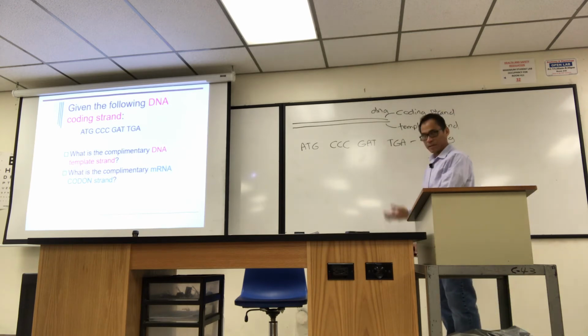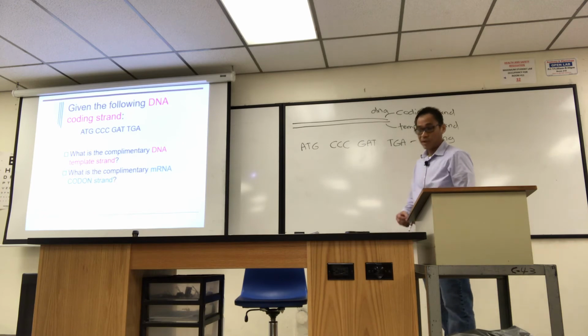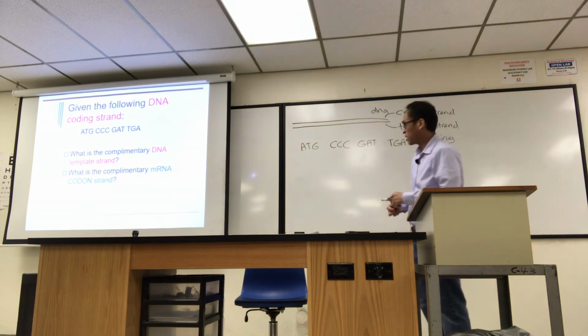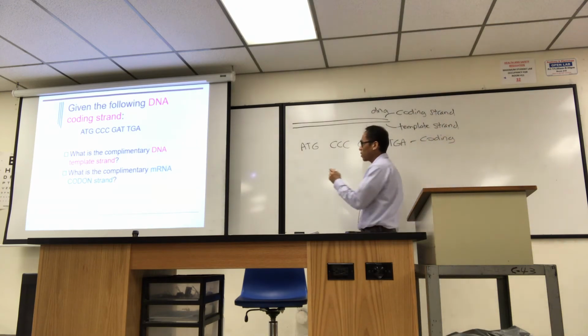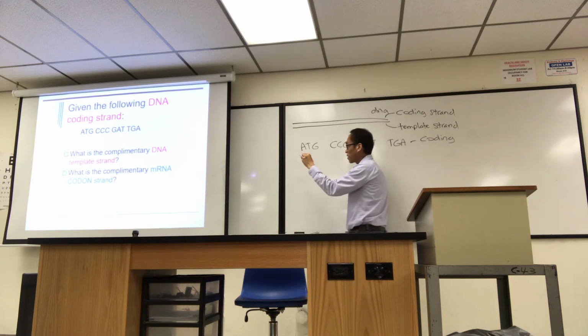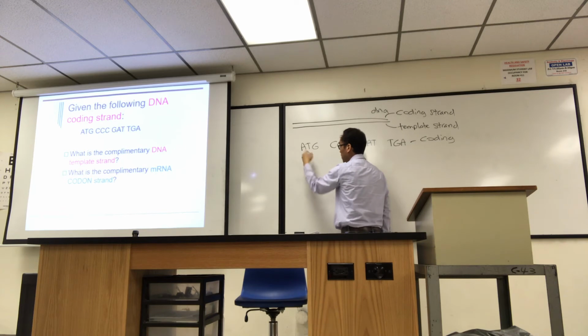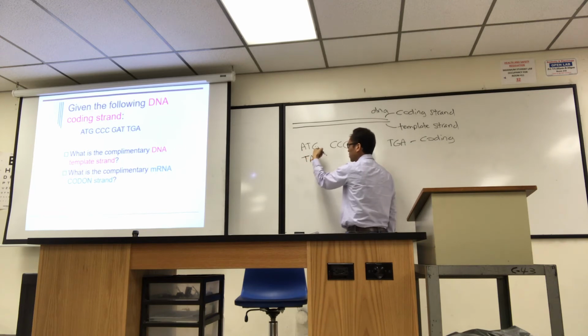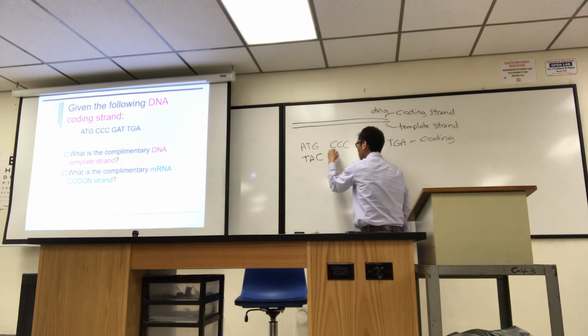And I always have to practice this myself every year when I teach this. Even I make mistakes, you have to be careful. What does A pair with? T. So you guys say T? T is correct. So then A and T, and then it goes A. And what is G? C. Yeah, C, that's correct. So then GGG.